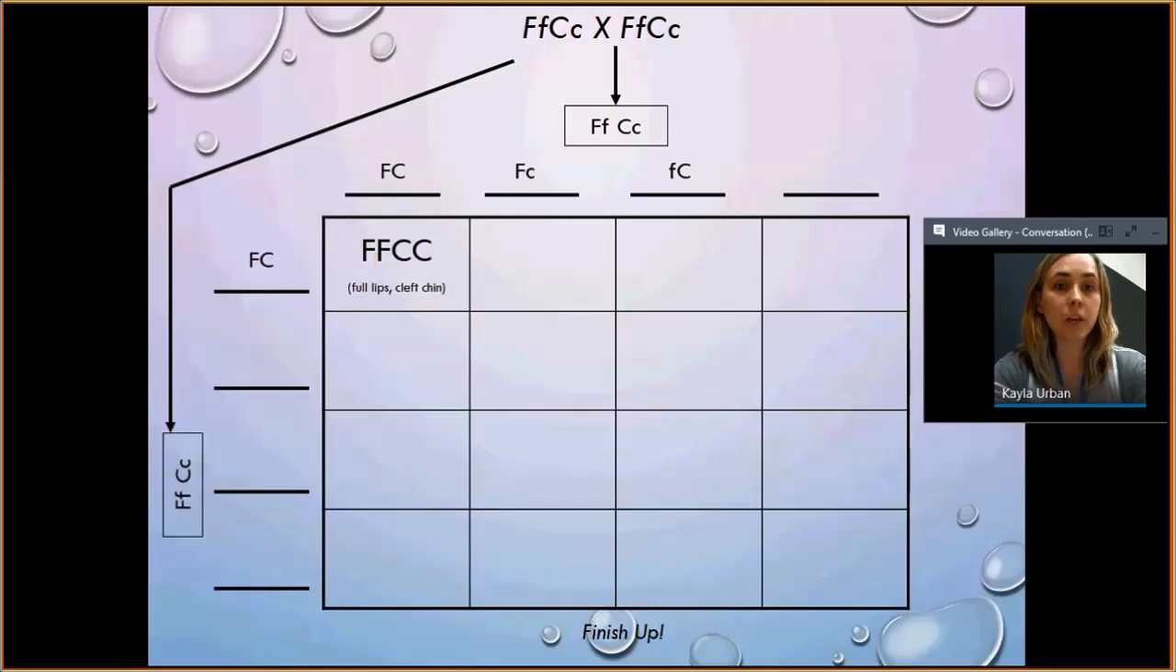We're going to keep it the same. We're going to keep the F's together and the C's together. They're two different traits. So you have a little f with a big C, and then you're going to have your last F with your last C. Little f, little c. All four of these examples from the top should go down the side also.